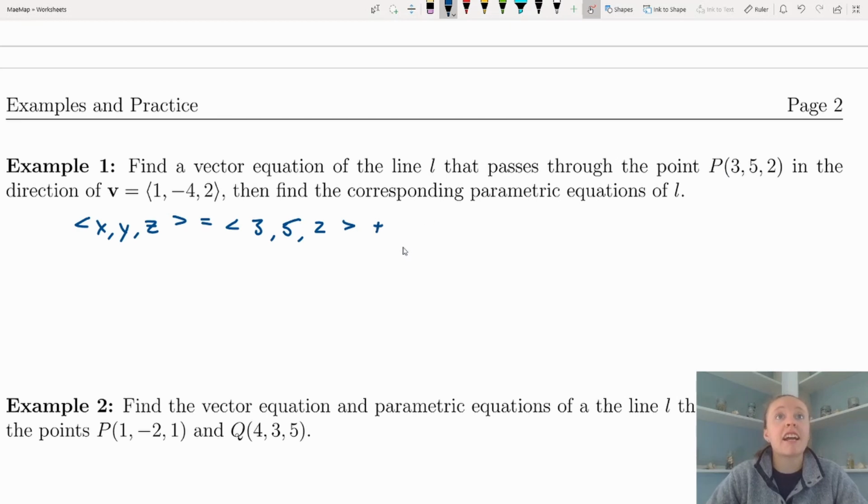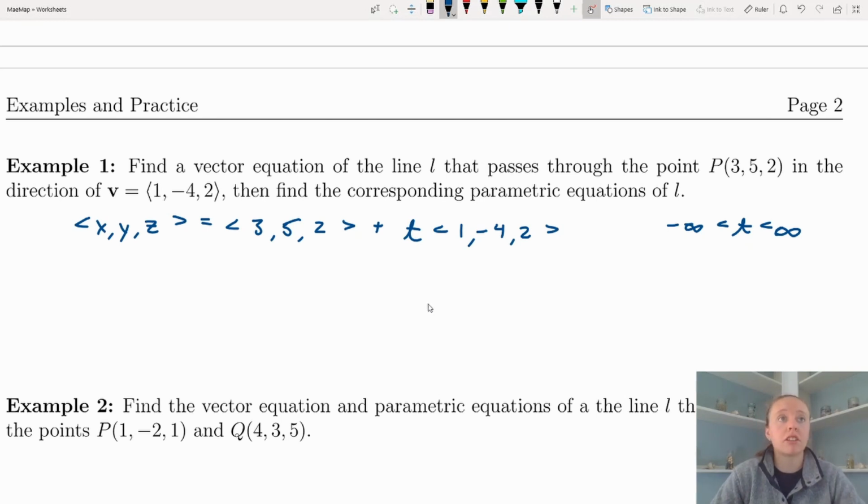So we're going to take that and add that to some scalar t, which I'll define as being from negative infinity to infinity, because indeed we are doing a line, not a line segment, and the line continues on in both directions. And it says that vector v is 1, negative 4, 2. And there we have it.